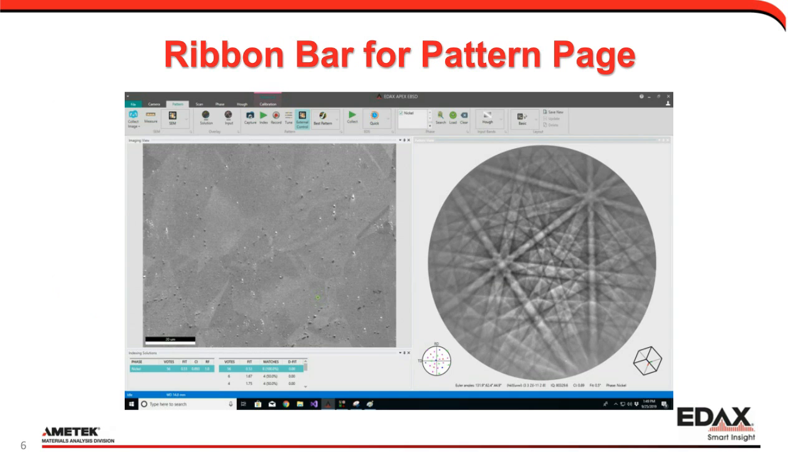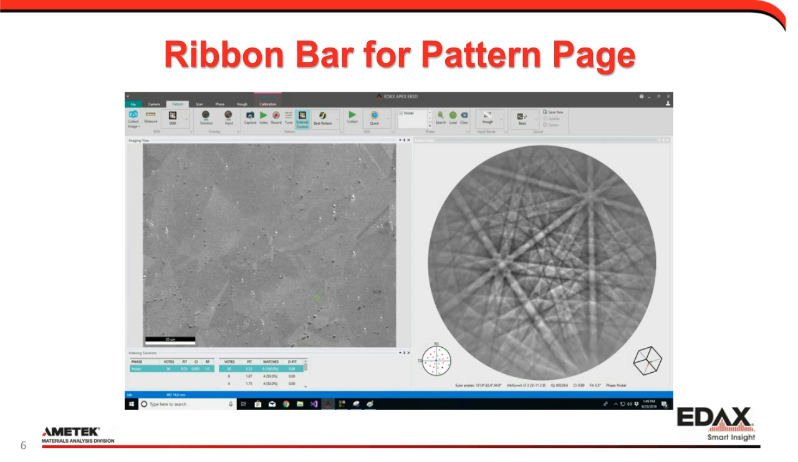This is just an example of the ribbon bar for the pattern page. So in this case, you can see at the top, we see the different tabs. There's one for camera control, there's one for working with the pattern, there's one for collecting scans, a phase page, a HUFF page, and a calibration page. In this case, this is the pattern tab, so the focus right now is on the SEM image and on the pattern, with a little area where we look at the solutions. And so we're able to focus just on that pattern image.